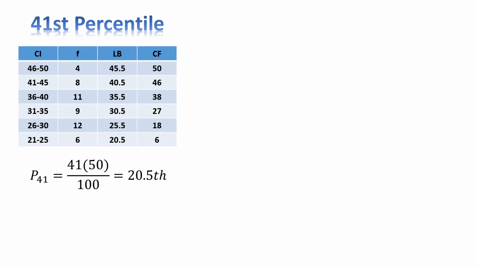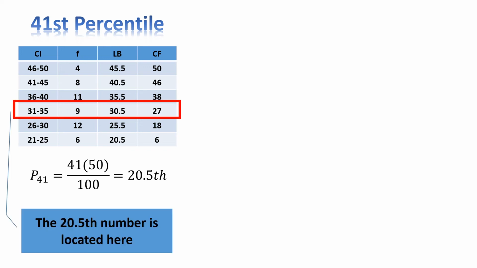Ngayon, nasaan banda yung 20.5 na position na yan? So, nandito siya sa area na to. So, paano mo malalaman yun? Remember, nandito yung 1 to 6, 7 to 18, nandito yung 19 to 27. So, since we're looking for 20.5, nandito siya banda. Nandito sa lugar na yan. Okay, let me just clear this out.